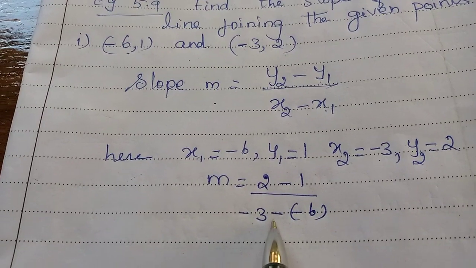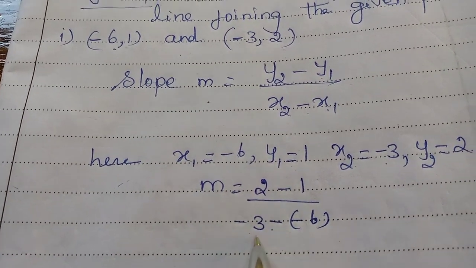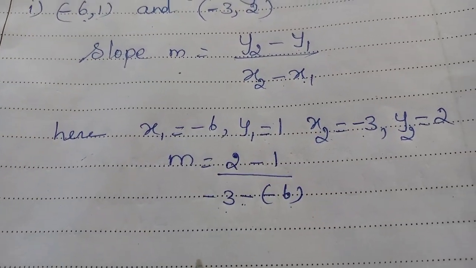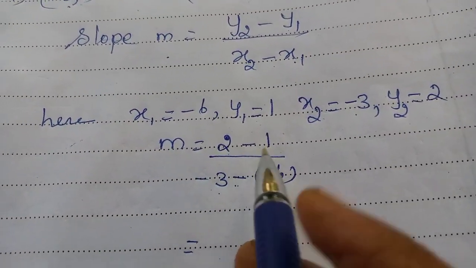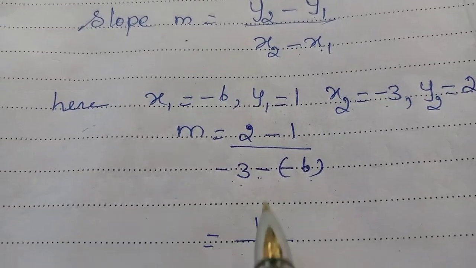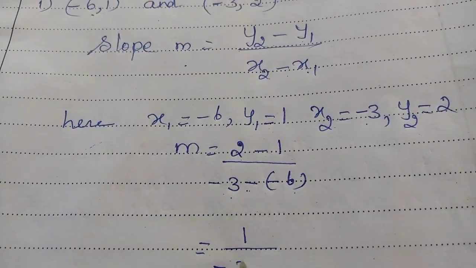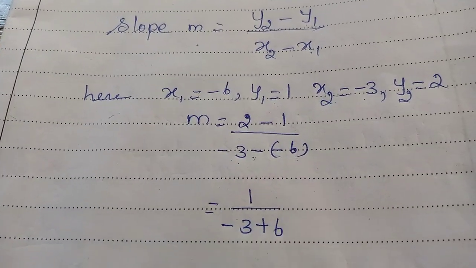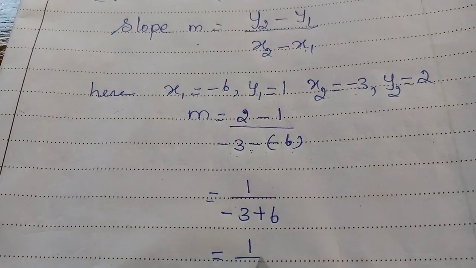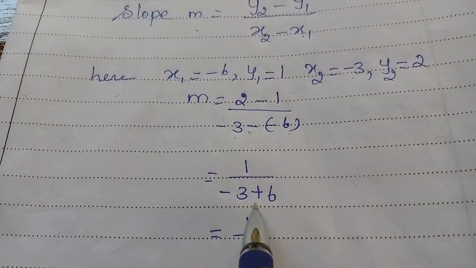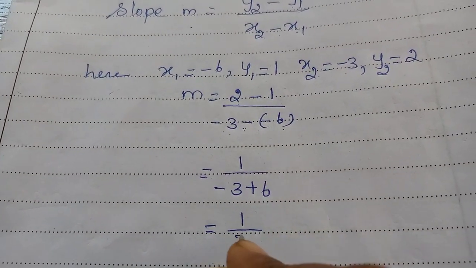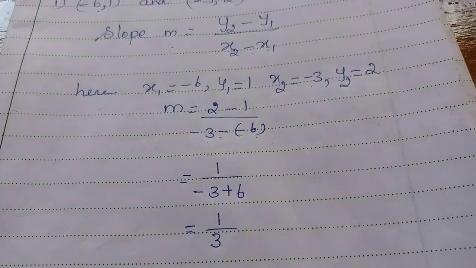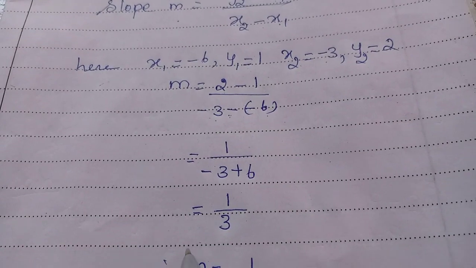Okay, x2 minus x1. So the x2 value is minus 3 minus the x1 value, also minus 6. Okay, which is equal to 2 minus 1, we have 1, divided by the denominator, minus 3. Here minus into minus plus 6, which is equal to 1 divided by minus 3 plus 6, we have plus 3. Okay, so slope M is equal to, therefore M is equal to 1 by 3. Understood, students?